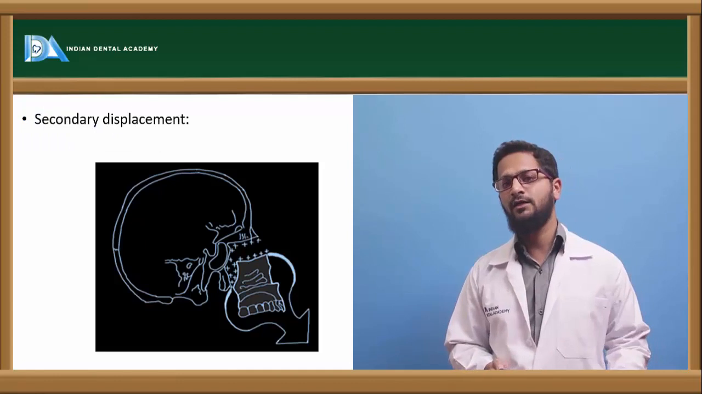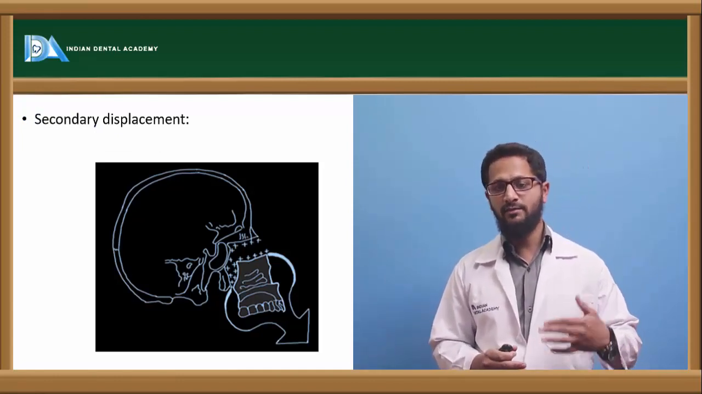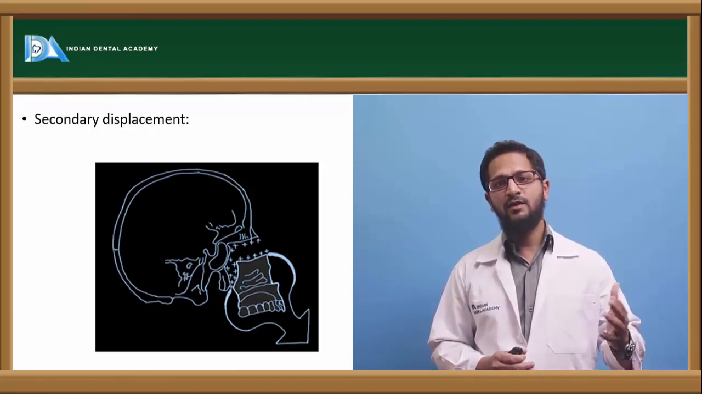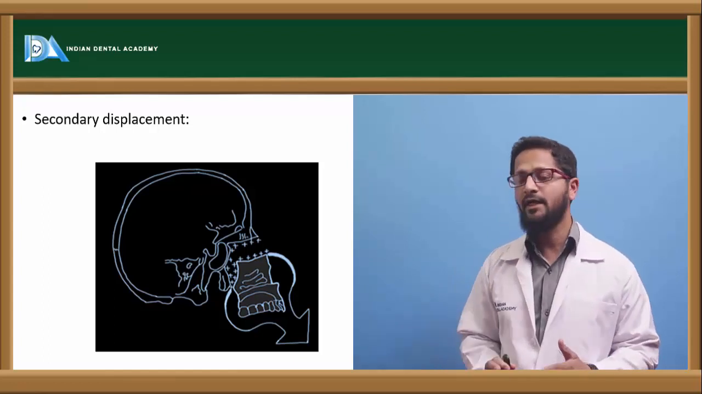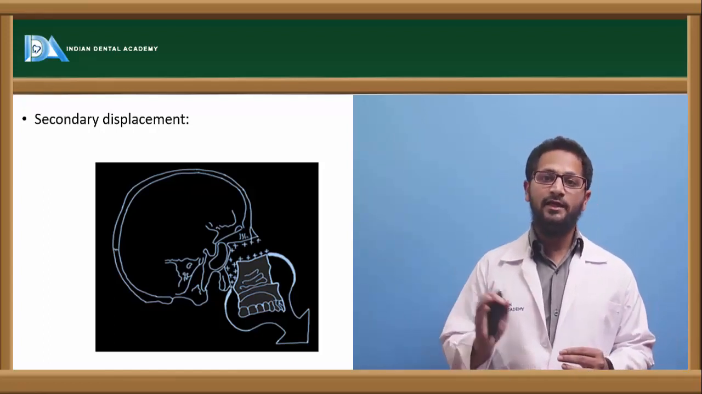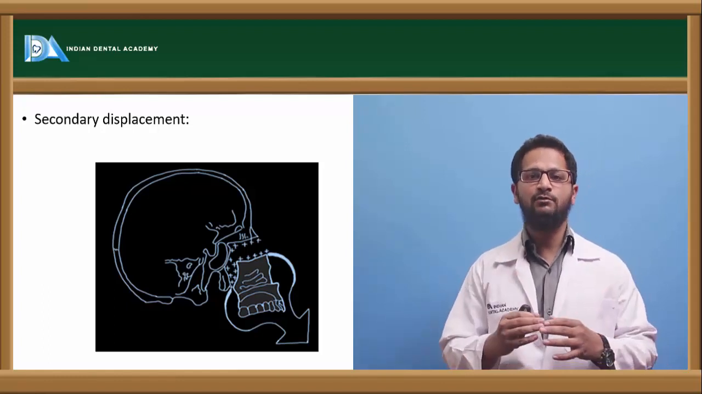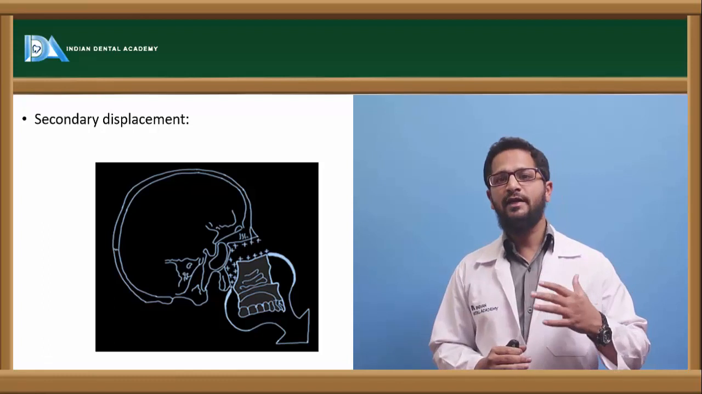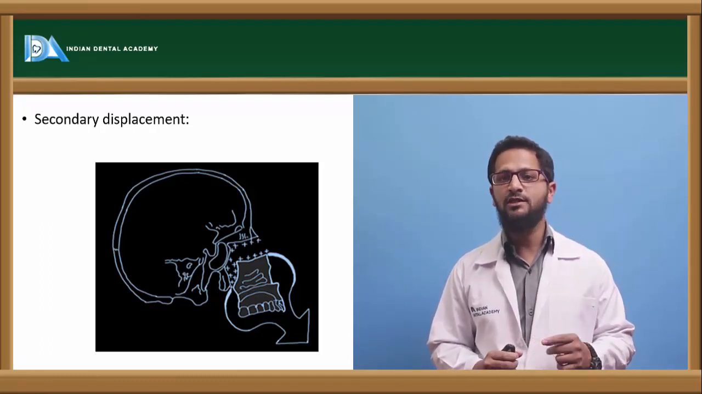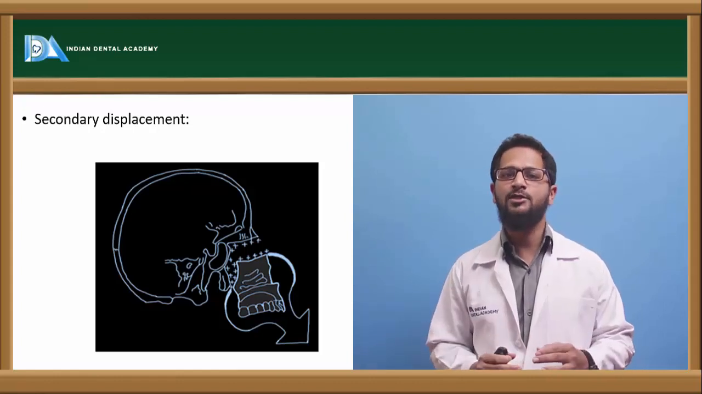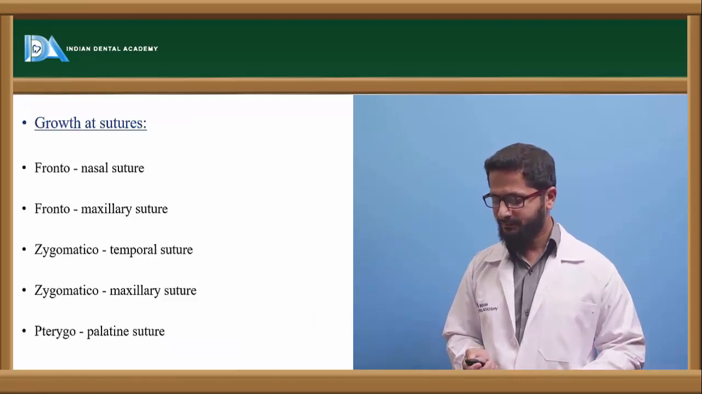Next, coming to what is secondary displacement. Secondary displacement is nothing but growth takes place in some other bone, and the forces are transmitted to the nasomaxillary complex, and the nasomaxillary complex gets moved in a downward and forward direction. If you see in the diagram, growth actually takes place at the cranial base. And since the nasomaxillary complex is attached to the cranial base by means of a number of sutures, as the growth of the cranial base takes place, these forces get transmitted through these sutures, and this pushes the nasomaxillary complex in a downward and forward direction. So this is nothing but what is meant by displacement, which is primary displacement and secondary displacement.